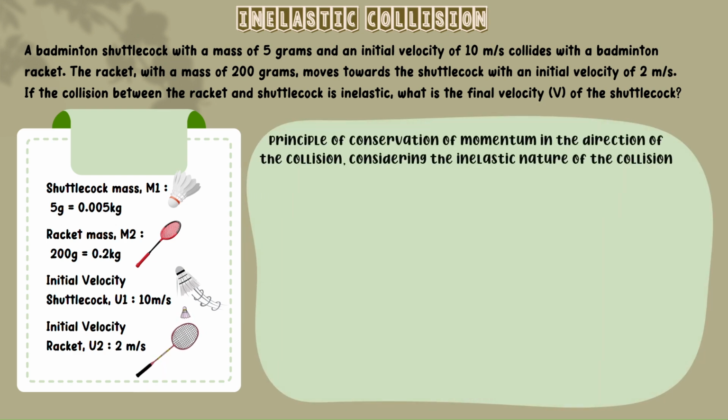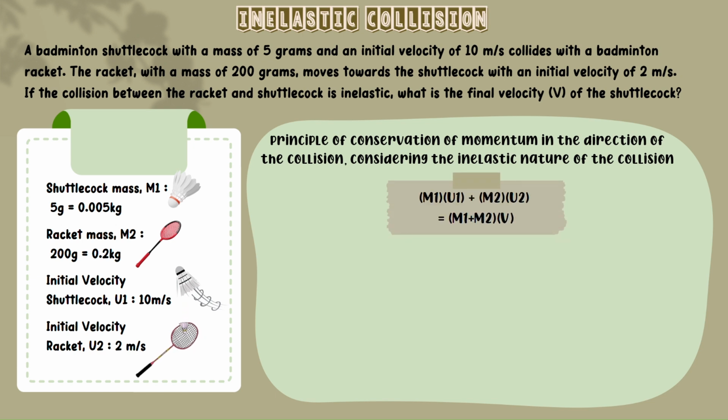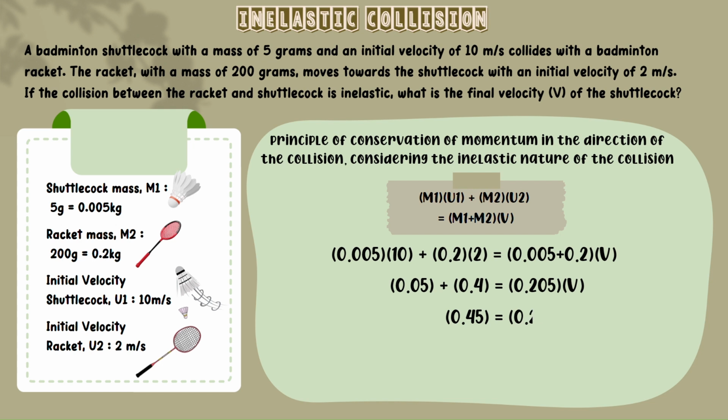So, how to solve the question is by applying the principle of conservation of momentum in the direction of the collision, considering the inelastic nature of the collision. We will use the formula of inelastic collision, which is m1 times u1 plus m2 times u2 is equal to m1 plus m2 times the velocity. So now, we will insert the values of m1 and u1 into the formula and also the values of m2 and u2. And we will get the final velocity of the shuttlecock, which is equal to 2.20 meter per second.